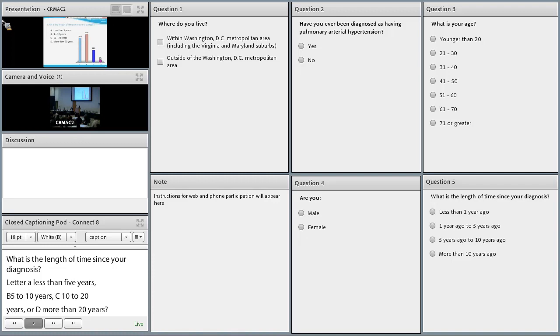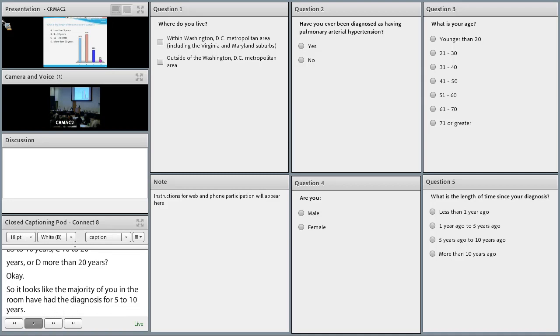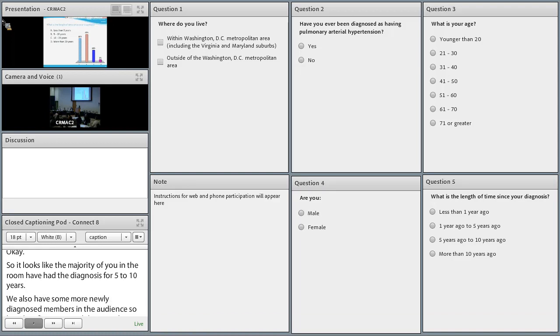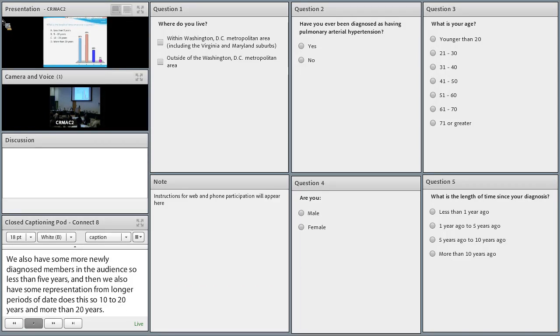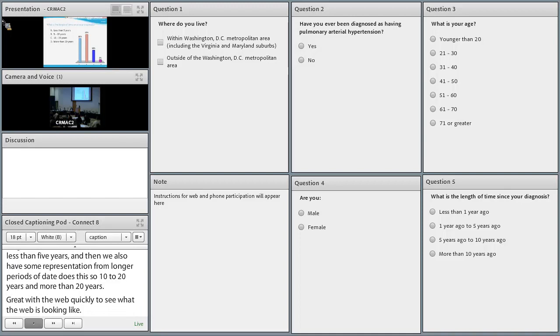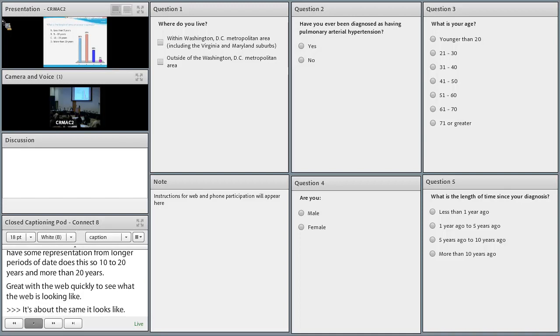Okay, so it looks like the majority of you in the room have had the diagnosis for 5 to 10 years. We also have some more newly diagnosed members in the audience, so less than 5 years. And then we also have some representation from longer periods of diagnosis, so 10 to 20 years and more than 20 years. Great. And can I check in with the web quickly to see what the web is looking like? It's about the same, it looks like, with a few more people who have been diagnosed for a long time. Okay, great, thank you.